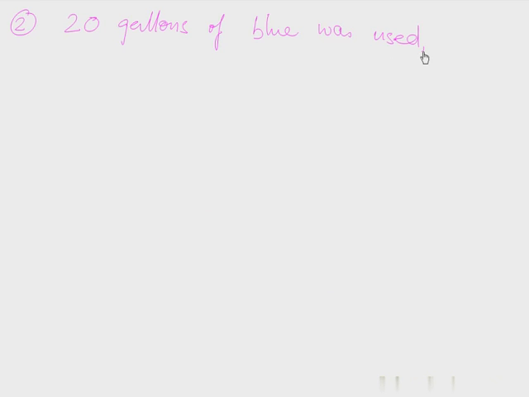What's the volume of the mixture? Remember the ratio. Red, blue, total: 5:4:9. Now we are given the information that 20 gallons of blue are used. So this is given as 20 and I need to find the total. What's the volume of the mixture is the question.